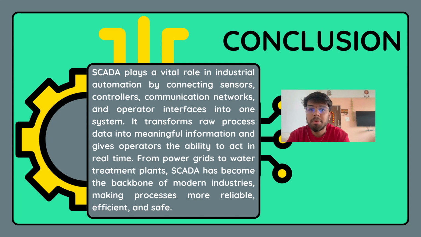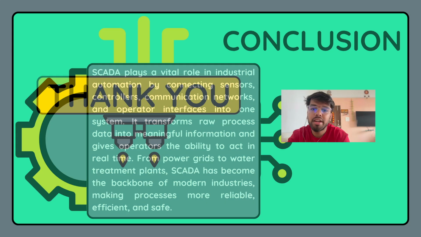To conclude this presentation, SCADA plays a vital role in process automation. It connects sensors, controllers, communication networks, and operator interfaces into one complete system. It converts raw data into useful information and gives operators the ability to act in real time. From power grids to water treatment plants, SCADA has become the backbone of modern industries. It makes processes more reliable, efficient, and safe.